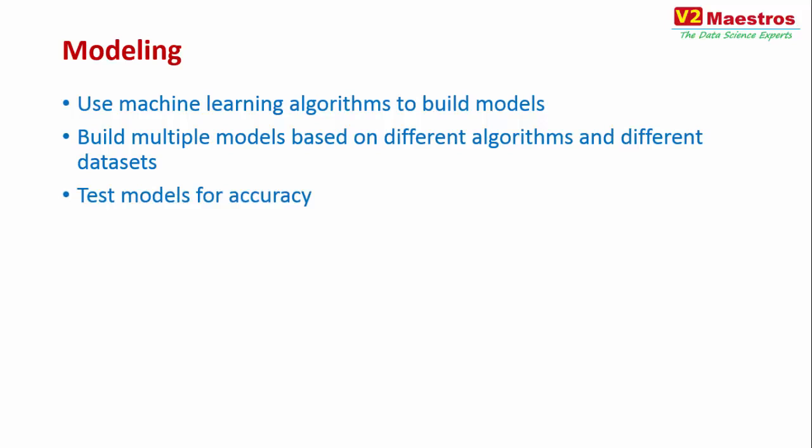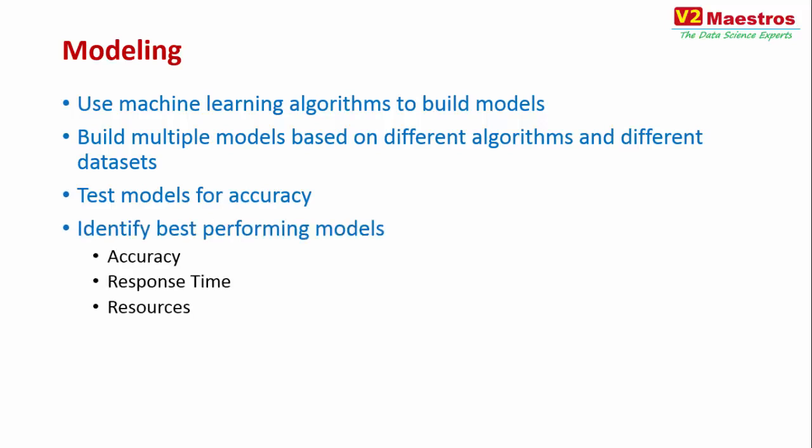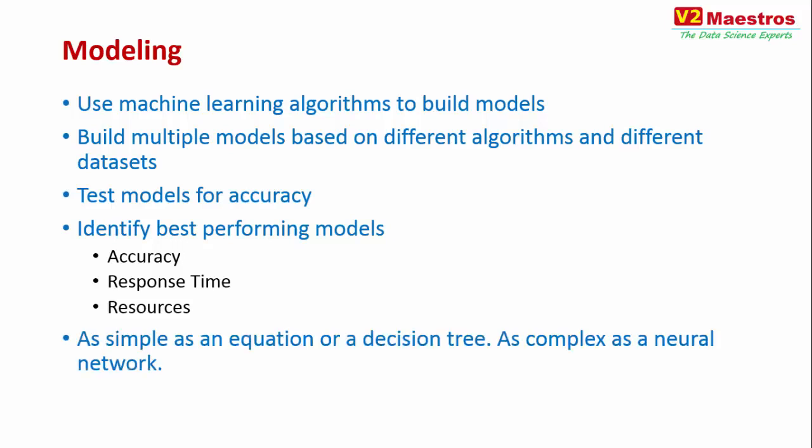You of course have to test your models for accuracy. Again, there are methods for how you do that in machine learning. You finally identify your best performing models. When we say best performing, we talk about accuracy, we talk about the response time and the resources used. So you have to again make some trade-offs here as to what your best performing model is all about.